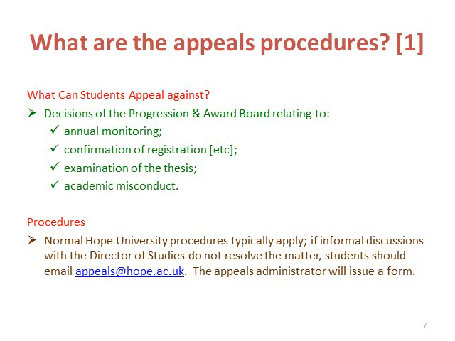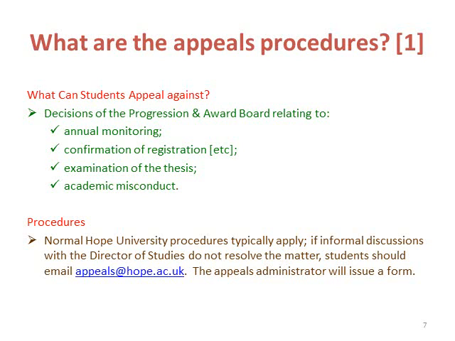What's in the remit of the Progression and Award Board? Well, it's all the points on the slides. So the annual monitoring outcome, confirmation of registration, examination of the thesis, or a penalty for an academic misconduct. So any of those could lead to an appeal once the decision has been published by the board. The procedures, again, the normal Hope University procedures would typically apply.